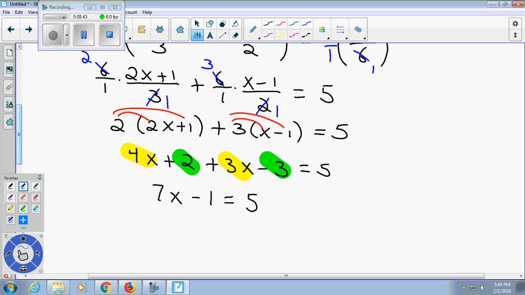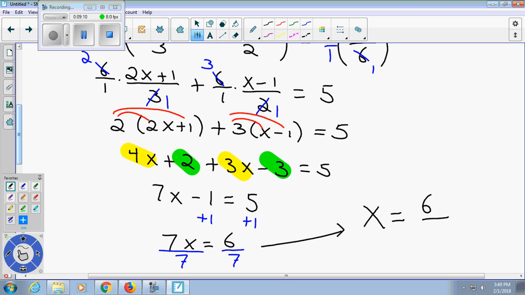I can now add 1 to both sides. This gives me 7x is equal to 6. And now if I just divide both sides by 7, I have my answer. I'll put that over here, but x is by itself, and that's equal to 6 over 7.